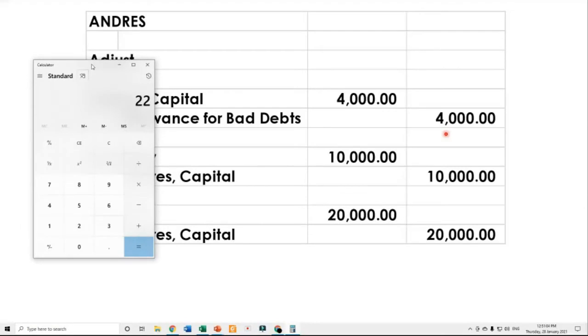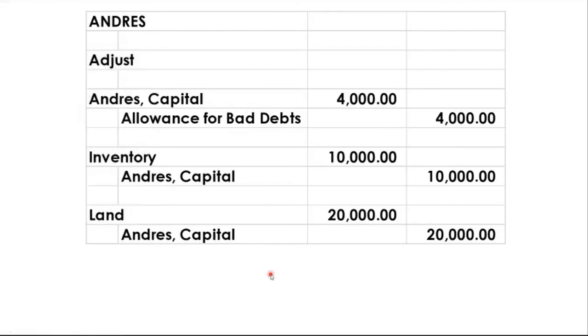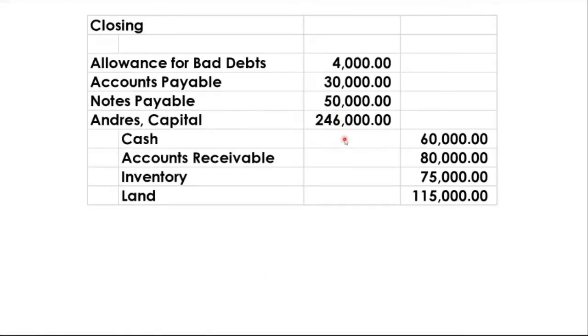So we have 220,000. The first entry will require a deduction, so minus 4,000. This will have an addition. Both are additions, so I'll just have plus 30,000. Again, 220,000 minus 4,000 plus 30,000. That's 246,000. That's why the capital here is already 246,000.